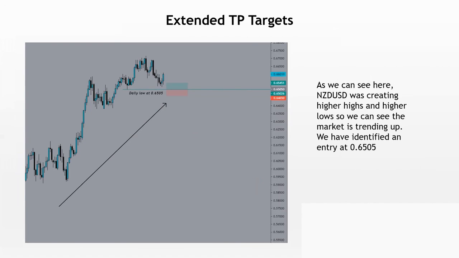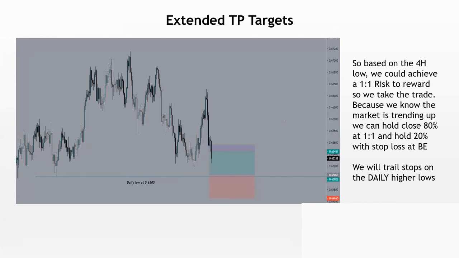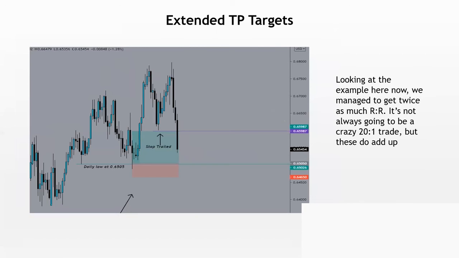So because of that, we are going to now look at closing 80% at this here on the retest of the 4-hour low, and leave a 20% runner with stop loss at break even. And what we will do, guys, we are going to trail the stops on the daily time frame. So once you've entered on the 4-hour, and you've got your stop loss at break even and you've closed 80%, all you care about then is the daily. You can see you're entered here.